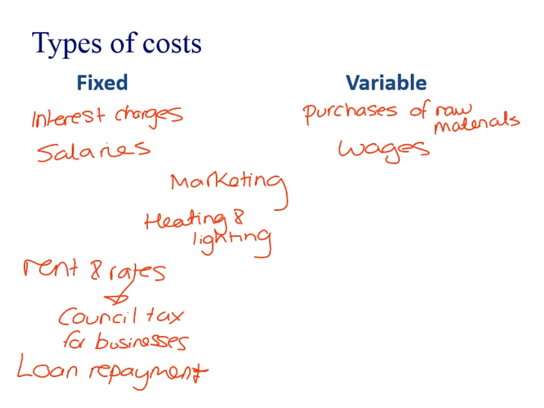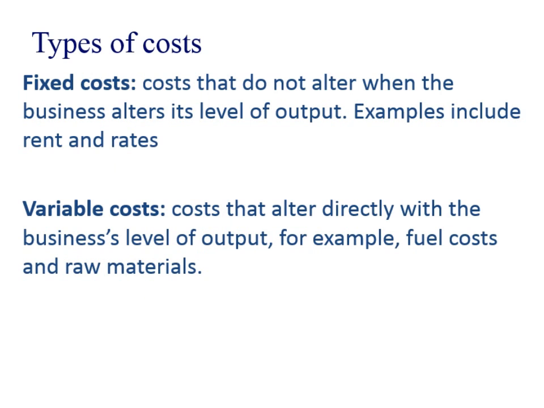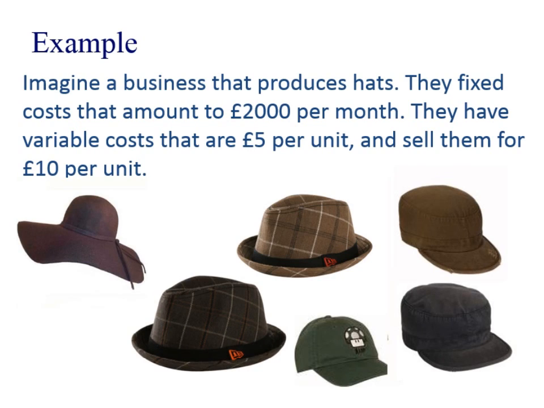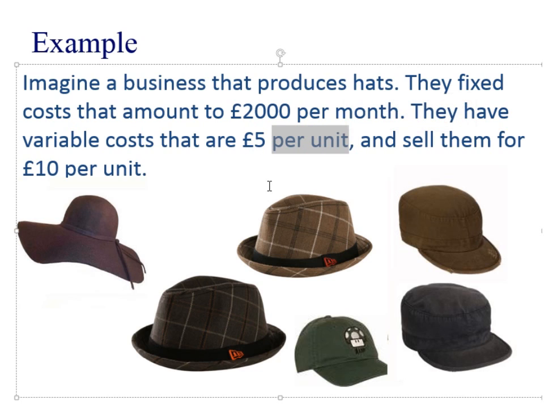So let's have a look at an example. Here we go. Imagine that there's a business that produces hats. They have fixed costs that amount to £2,000 per month. The variable cost for producing each hat is £5 per unit. A little tip here: if you don't know if it's variable or not, if it says per unit or per hat or per product, that makes it variable. And then they sell them. The selling price is £10 per unit.